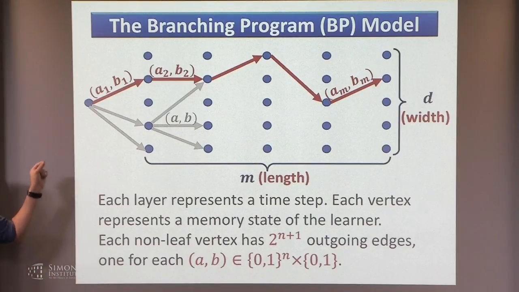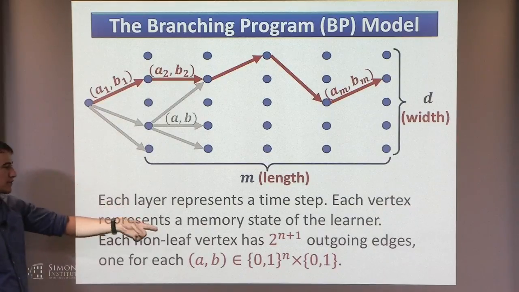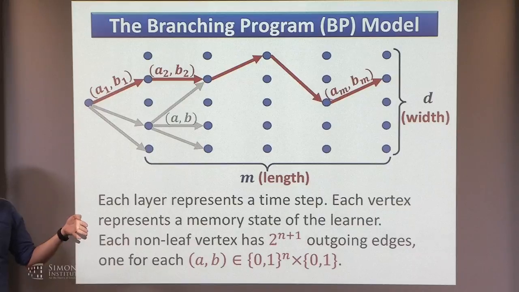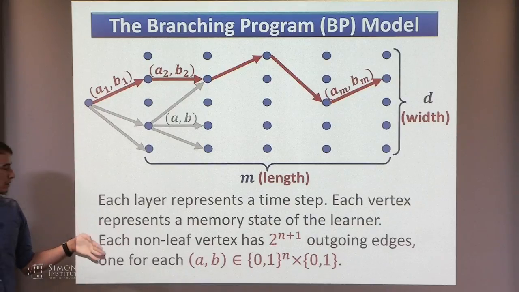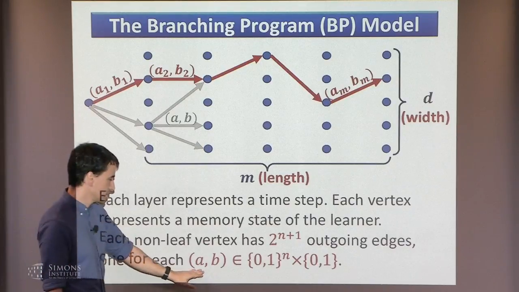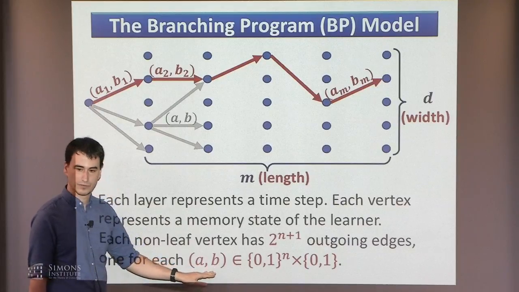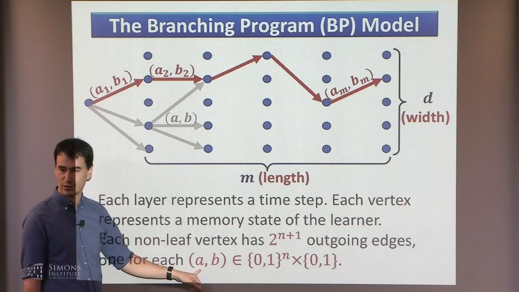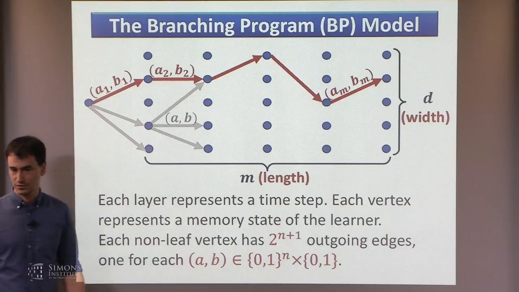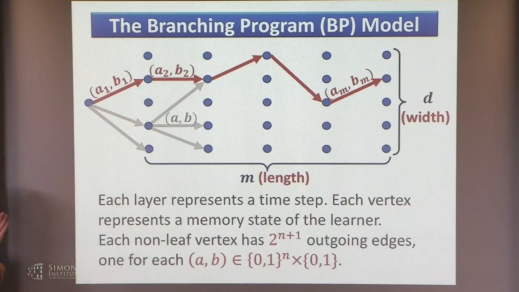What do we have? For each non-leaf, we have edges corresponding to how we update the memory given the next sample. Okay, so we would have 2 to the n plus 1 outgoing edges out of each vertex, one corresponding to each possible a comma b. Remember that a was a string in 0,1 to the n, and b was just a bit. So you can think of just the parity learning problem for now. Later we would generalize it to other problems.